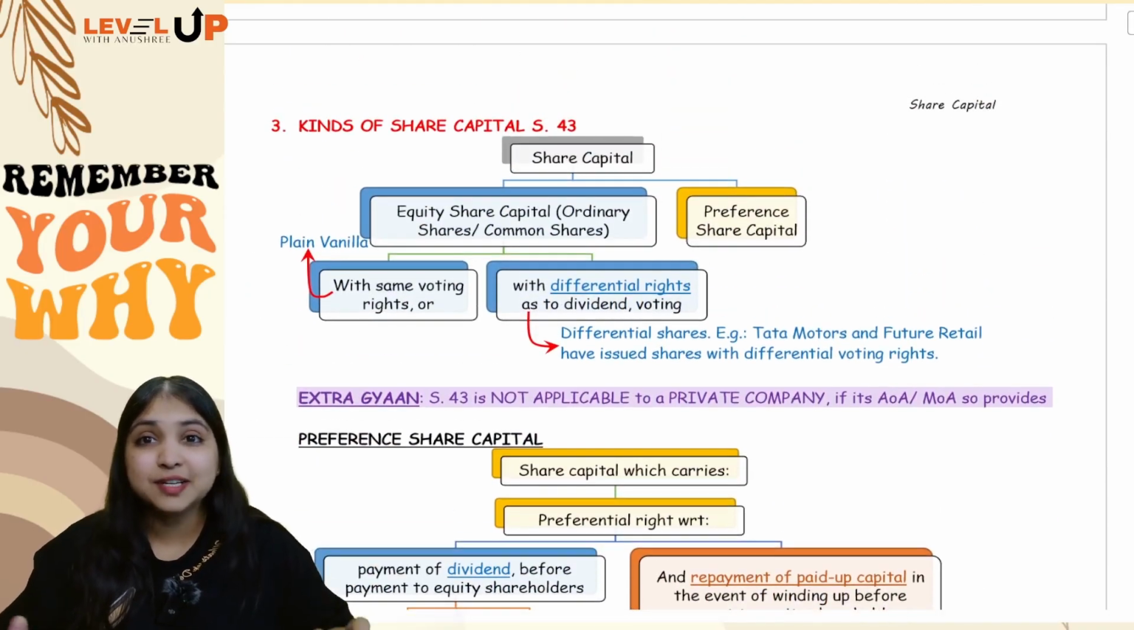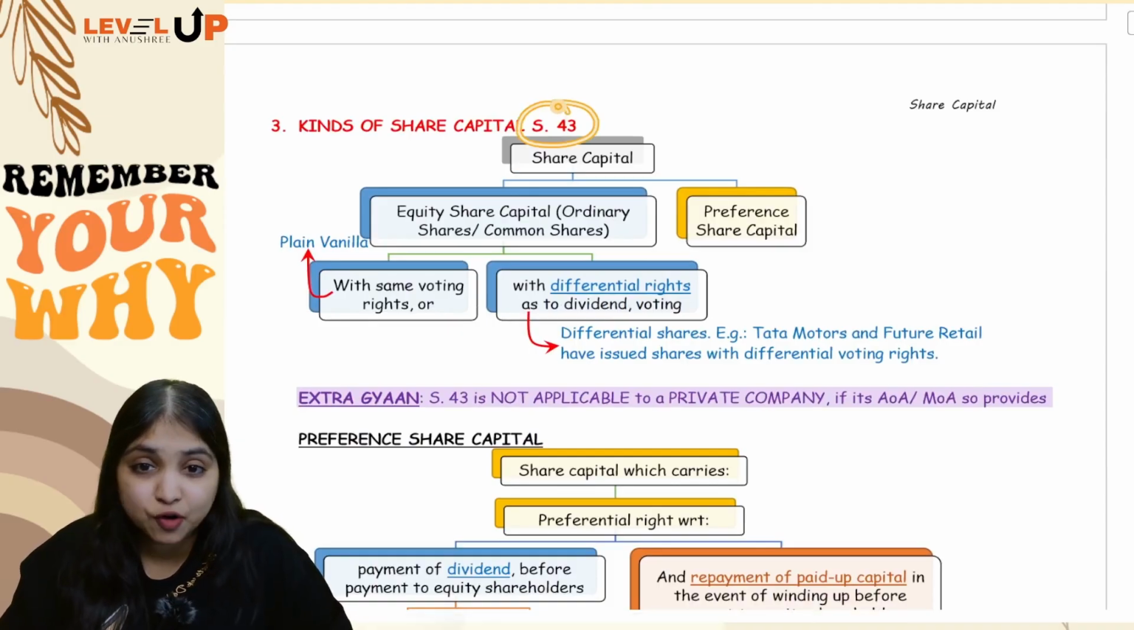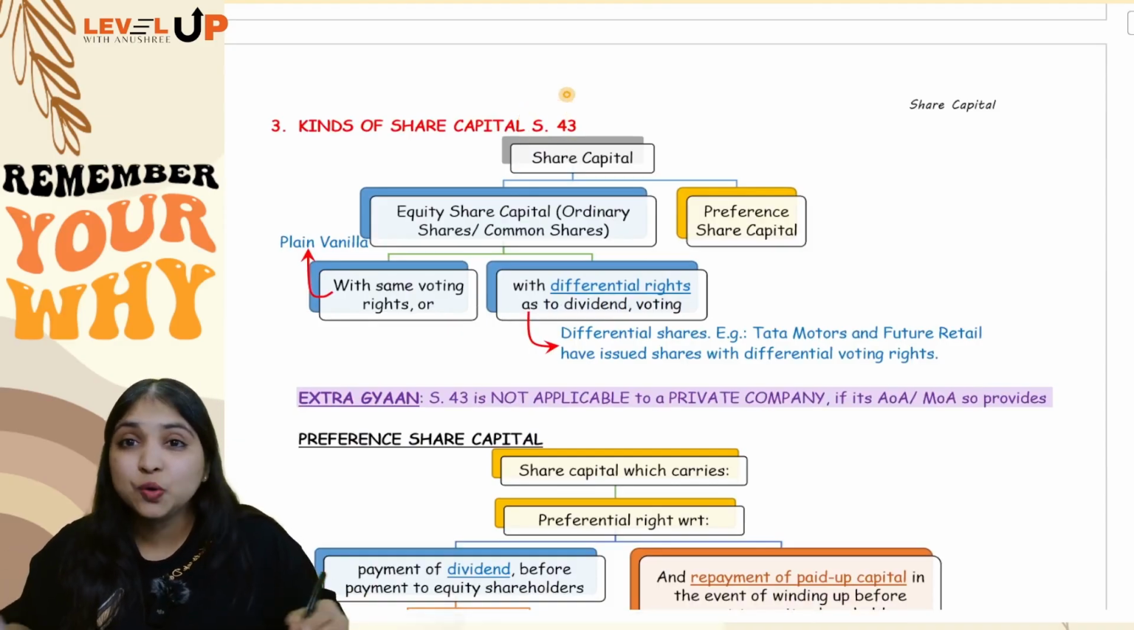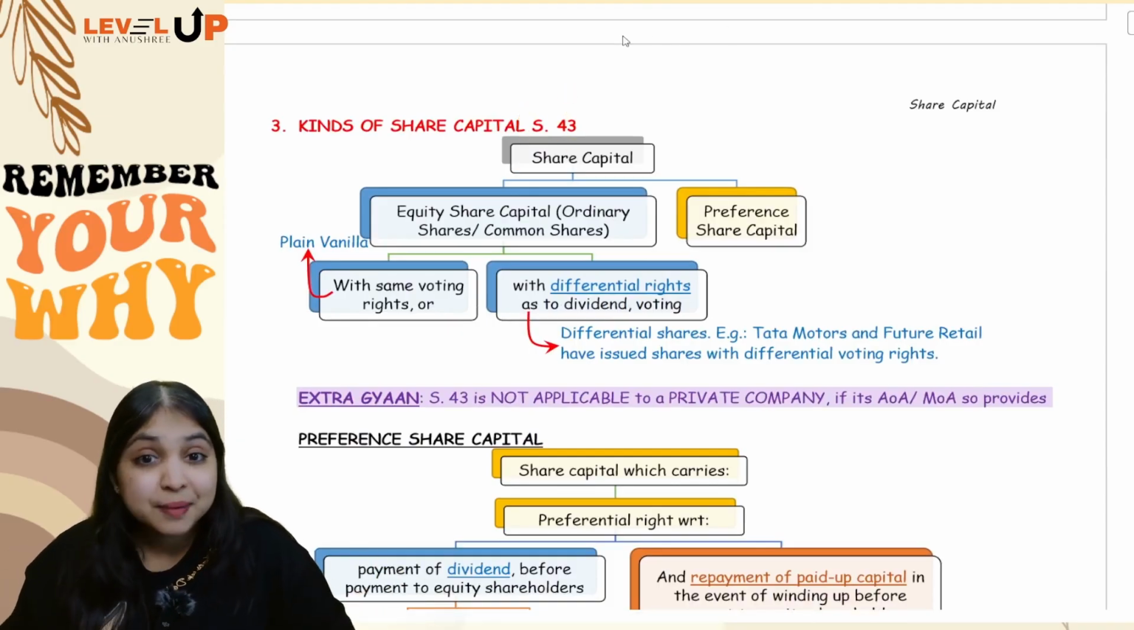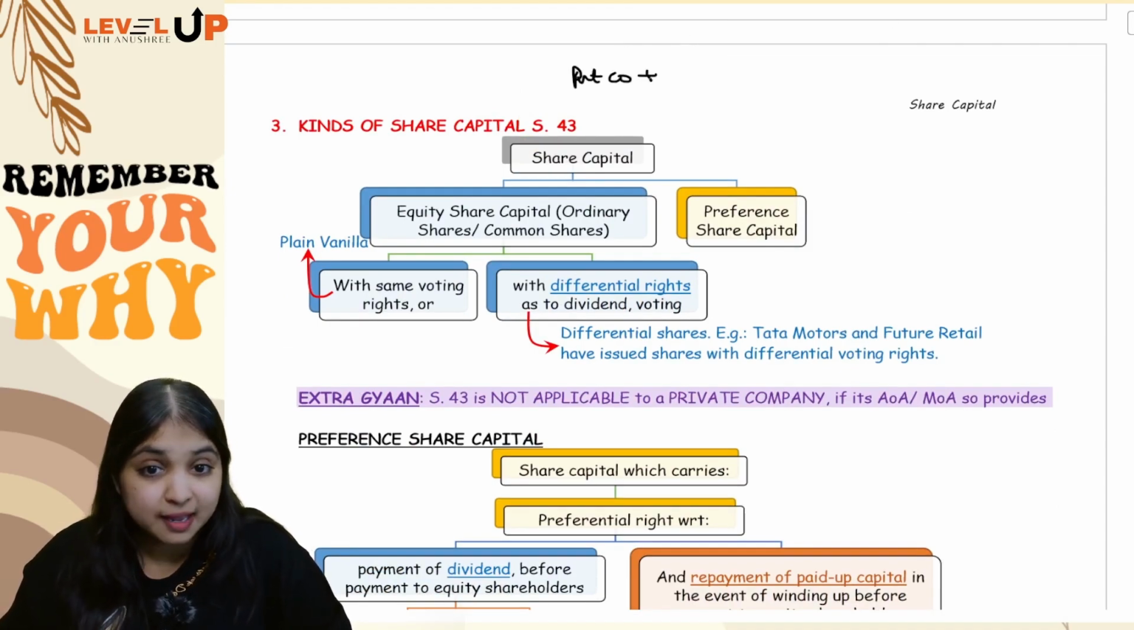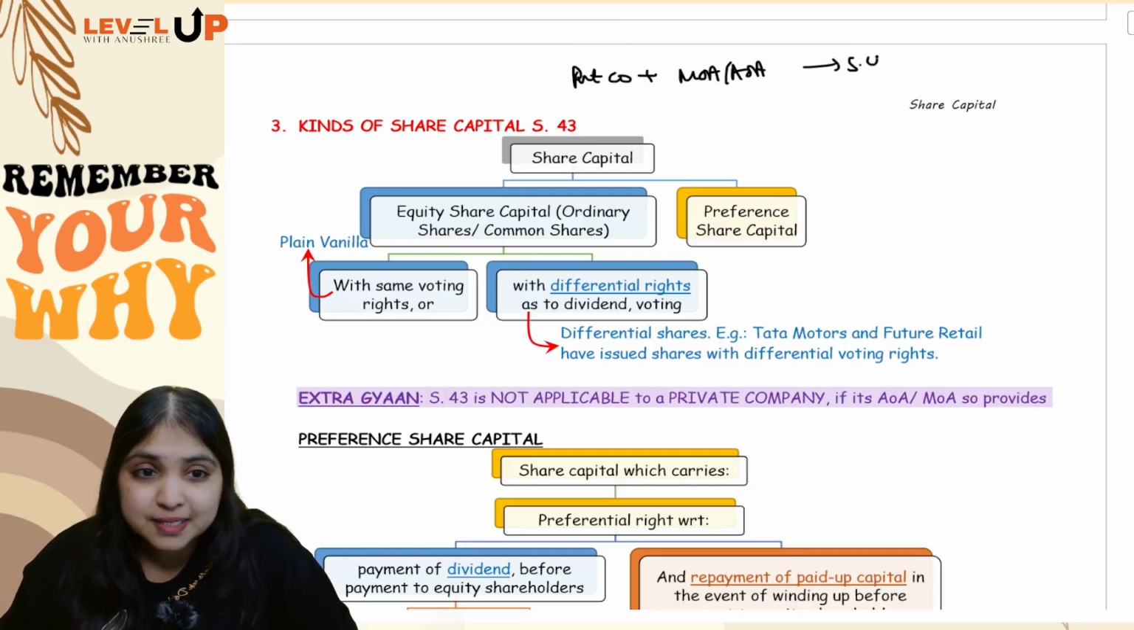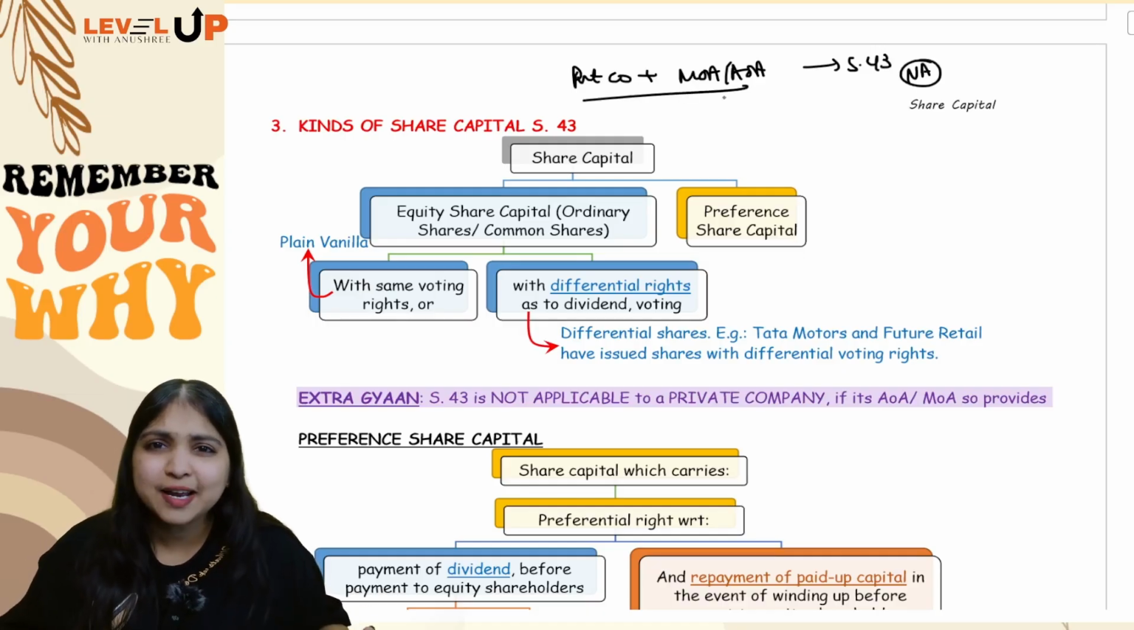Then we learned about the different types of capital. This was covered in section 43. Section 43 says that there are two kinds of capital, equity and preference. But here we had learnt a formula. We said that if the company happens to be a private company and if it is mentioned in the MOA or AOA of the company, then to this company section 43 will not apply, which means these kind of companies can have their own kinds of capital, guys.